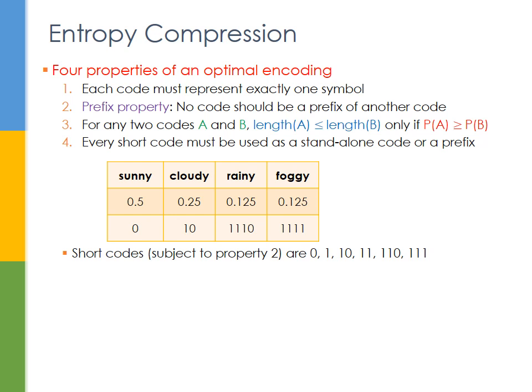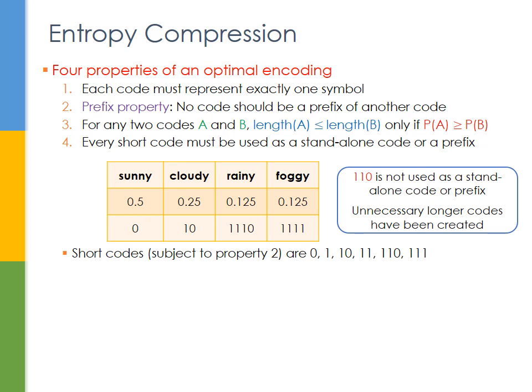Now, what we notice here is that the majority of these codes are included as standalone codes or as prefixes. So, for example, the short code 0 exists as a standalone code. The short code 1 exists as a prefix for these 3 codes. The code 10 also exists as a standalone code. 11 exists as a prefix for these 2 longer codes over here, and then 111 exists as a prefix for this last code over here.